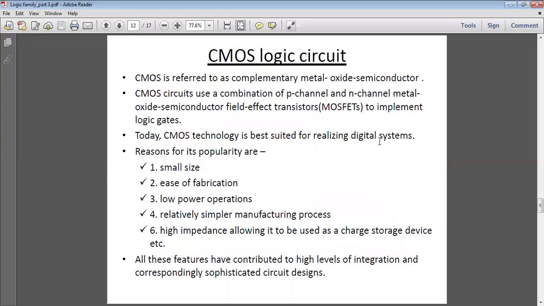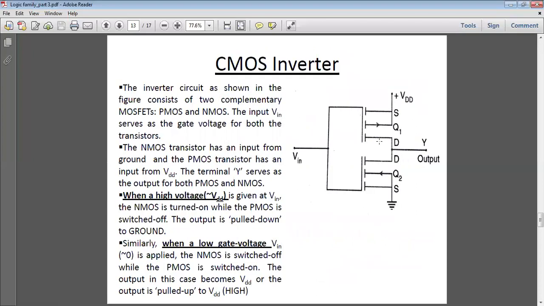CMOS. C means complementary metal oxide semiconductor. CMOS circuits use both types of MOS, PMOS as well as NMOS. It has small size, ease of fabrication, low power requirement, a relatively simple manufacturing process, and high impedance allowing it to be used as a charge storage device. So all these features have contributed to a high level of integration and correspondingly sophisticated logic design.